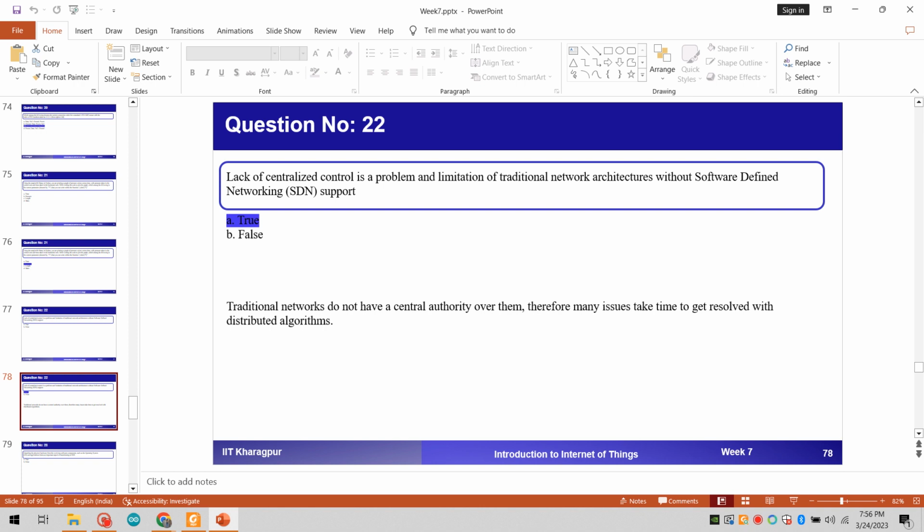Lack of centralized control. See, we are considering the traditional network architecture, where we have different nodes present in the network. There is no centralized control over those networks. So if one particular node fails, we have to make changes in all the systems.